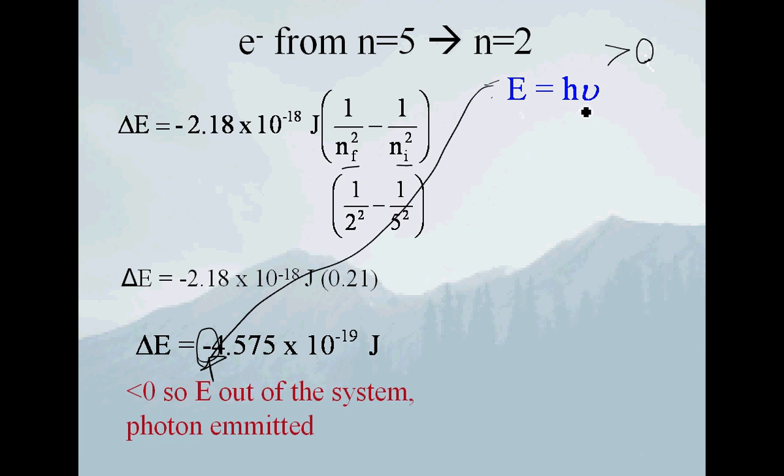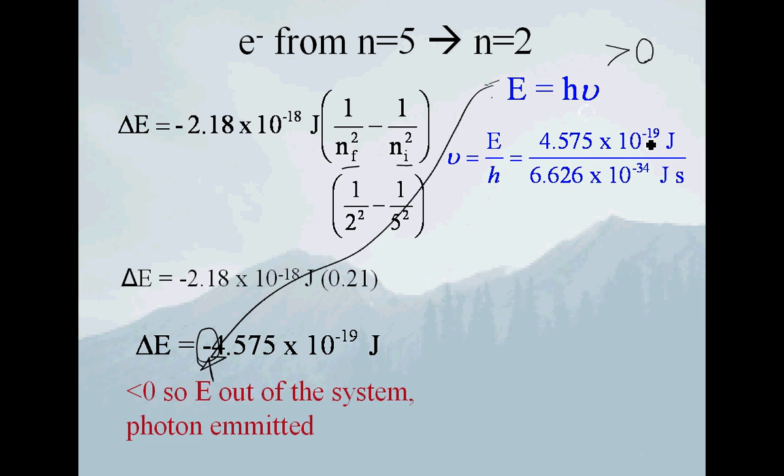And that's just sign convention, and the rules of sign convention are we can change the sign when we need to, depending on the equation. So we drop in our energy, which is in joules, divided by Planck's constant, 6.626 times 10 to the minus 34 joule seconds. And we get a frequency of 6.906 times 10 to the 14 reciprocal seconds.